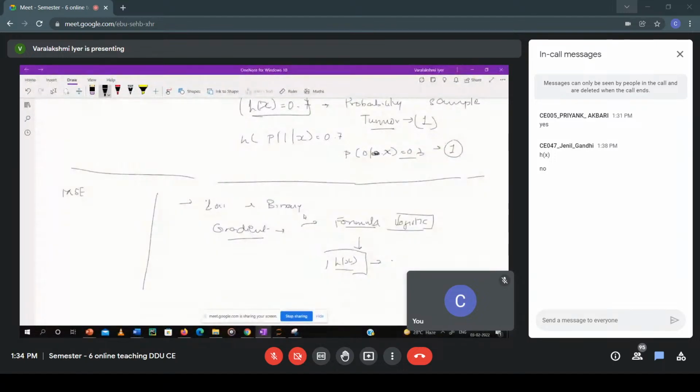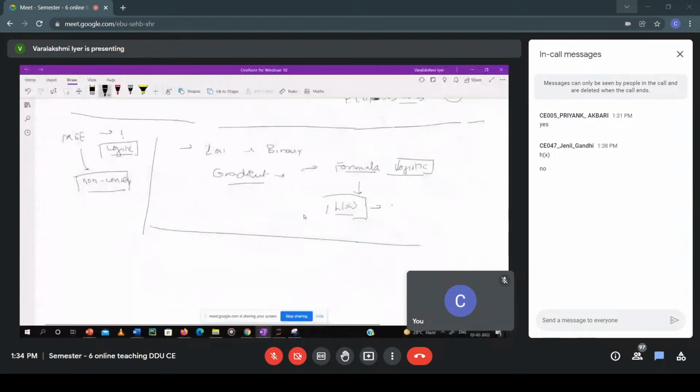So we also saw that the MSE loss function cannot be used in the case of logistic regression, because the MSE loss function will give a non-convex result. We already discussed convex and non-convex when we were discussing linear regression: what is a convex function and what is a non-convex function?